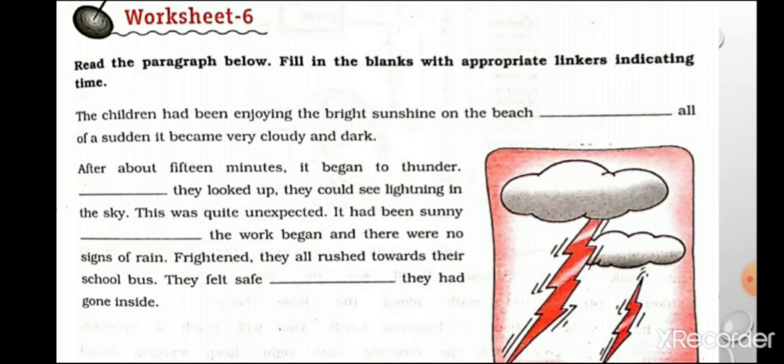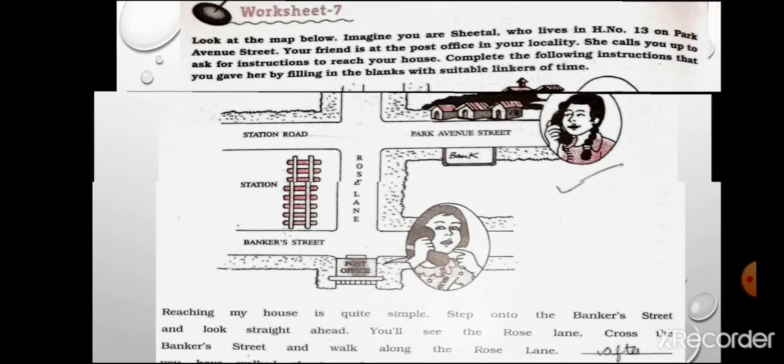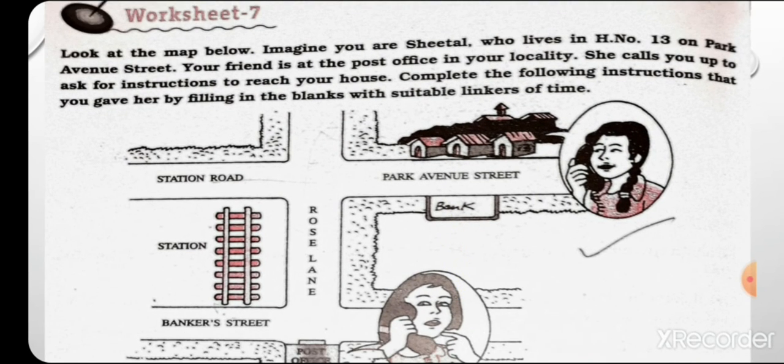Here, students, try to use linkers of time. In worksheet 7 also, students, complete it by using linkers of time. Look at the map below and imagine you are Sheetal who lives in house number 13 on Park Avenue Street. Your friend is at the post office in your locality. She calls you up to ask for instructions to reach your house. Now complete the following instructions that you gave her by filling in the blanks with suitable linkers of time. Here also, students, you have to complete this exercise with the linkers of time.